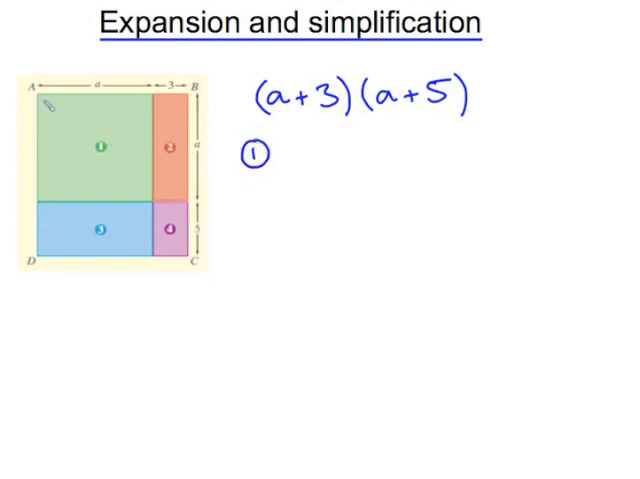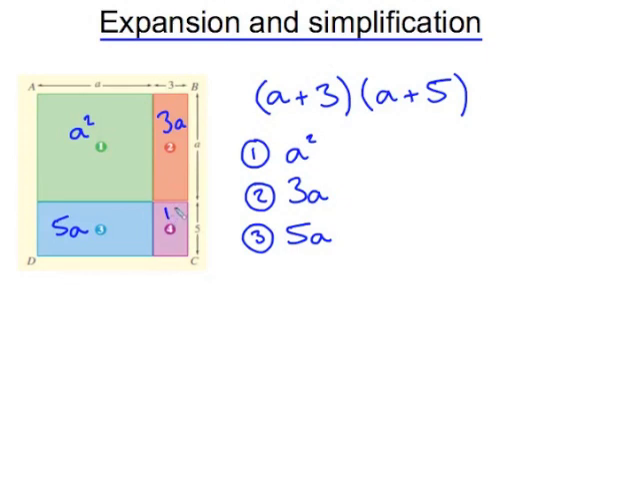Area 1 is A by A. It's a square, so it has an area of A squared. Area 2 is 3 by A. Area 3 is A multiplied by 5, so that's 5A. And area 4 is 3 multiplied by 5, so that's 15.